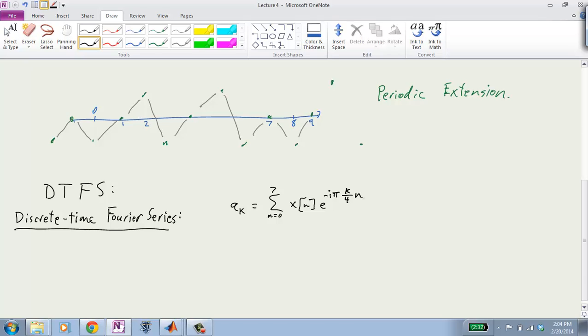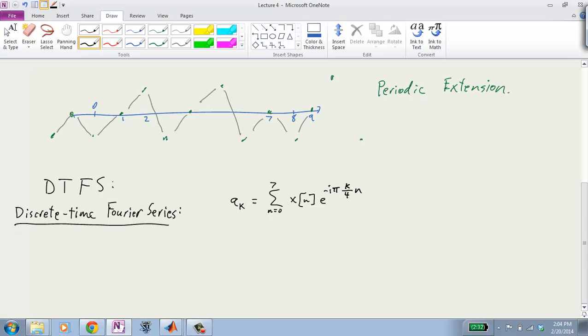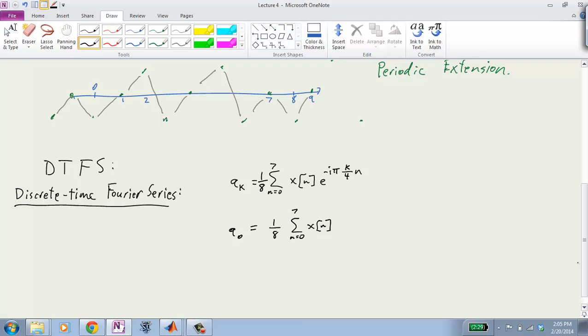All right, so here's the Fourier series. Here's how you calculate the Fourier series coefficients. So in other words, just to be explicit here, we would have 1 over 8 out front. Right. Okay, so we would have, for example, that A0 is just 1/8 times the sum from n equals 0 to 7 of x[n], because when you plug 0 in for k, the exponential goes away. So that's interesting. A0 is just the average, right?